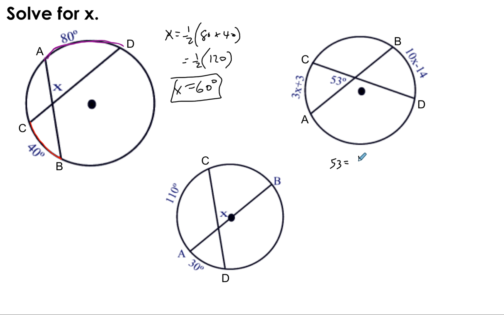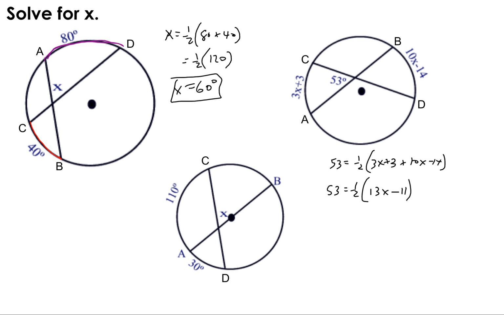53 is equal to 1/2 of what? The sum of 3x plus 3 plus 10x minus 14. Okay, an internal angle, an angle formed by two chords, is equal to 1/2 the sum of the intercepted arcs. So now we're going to combine like terms. So 53 is equal to 1/2 of 3x plus 10x, which is 13x, and minus 14 plus 3, which is negative 11.